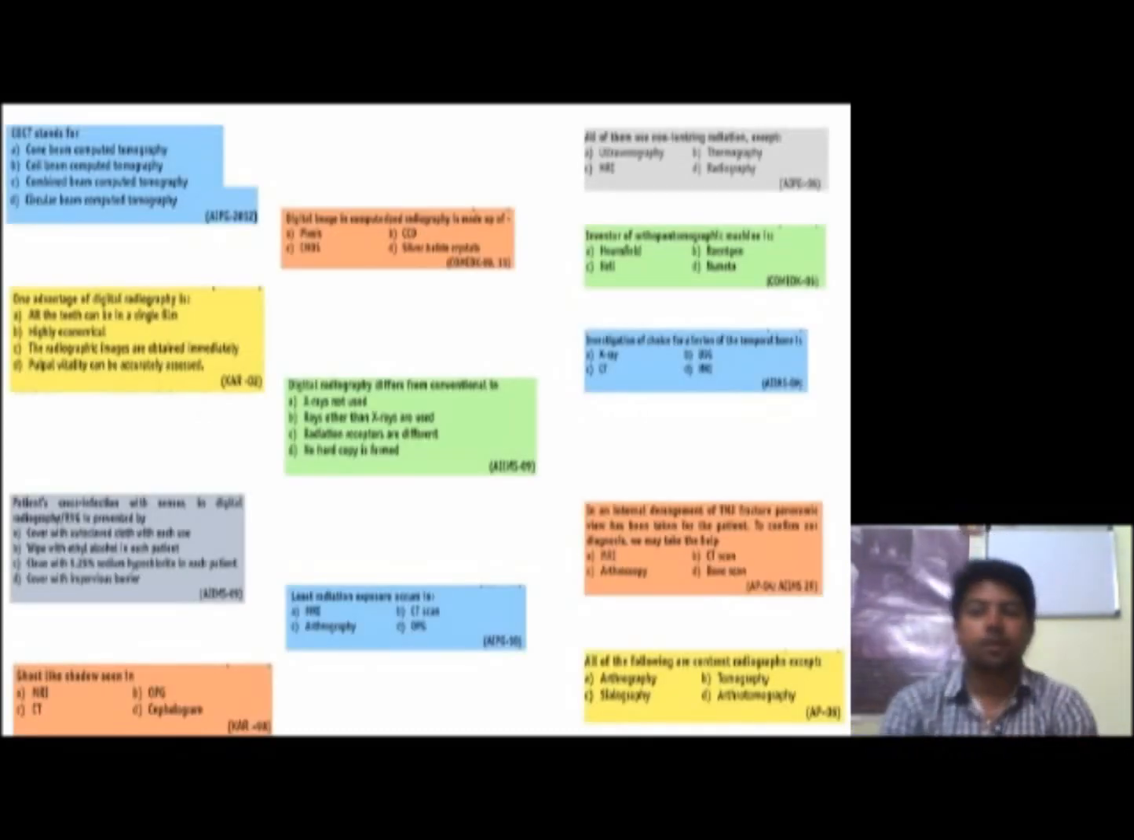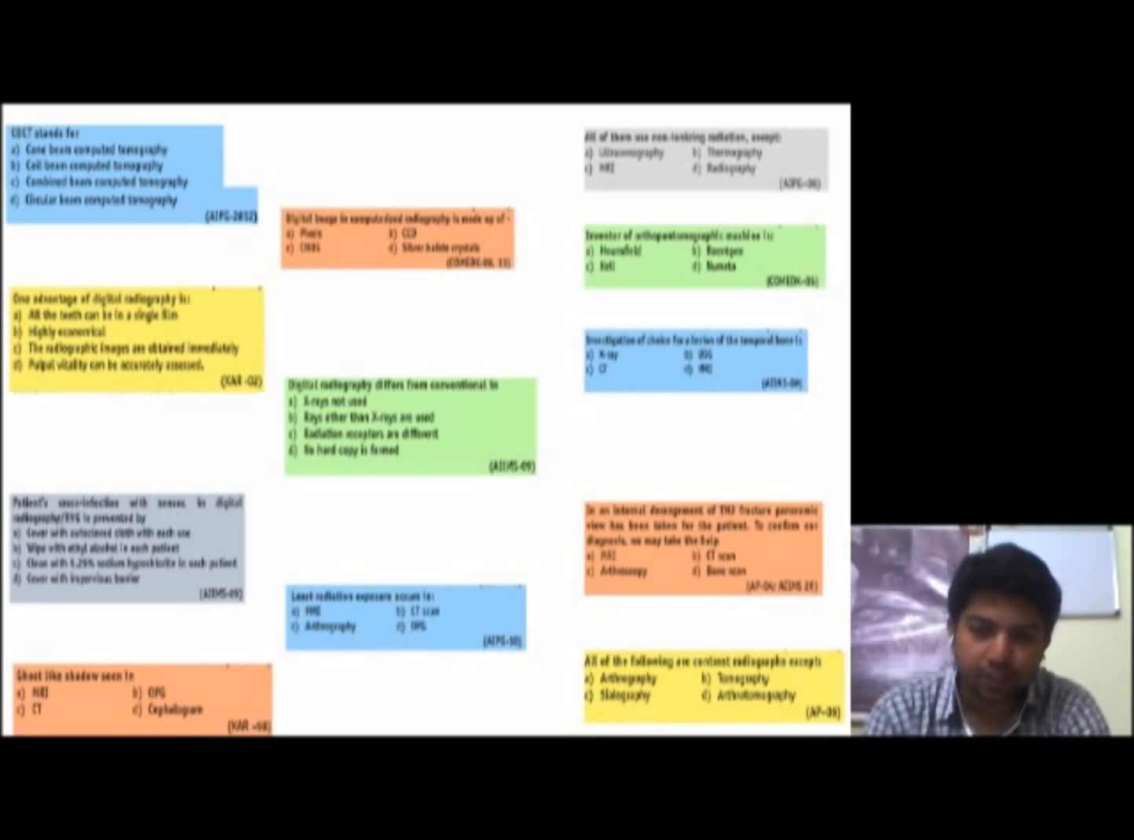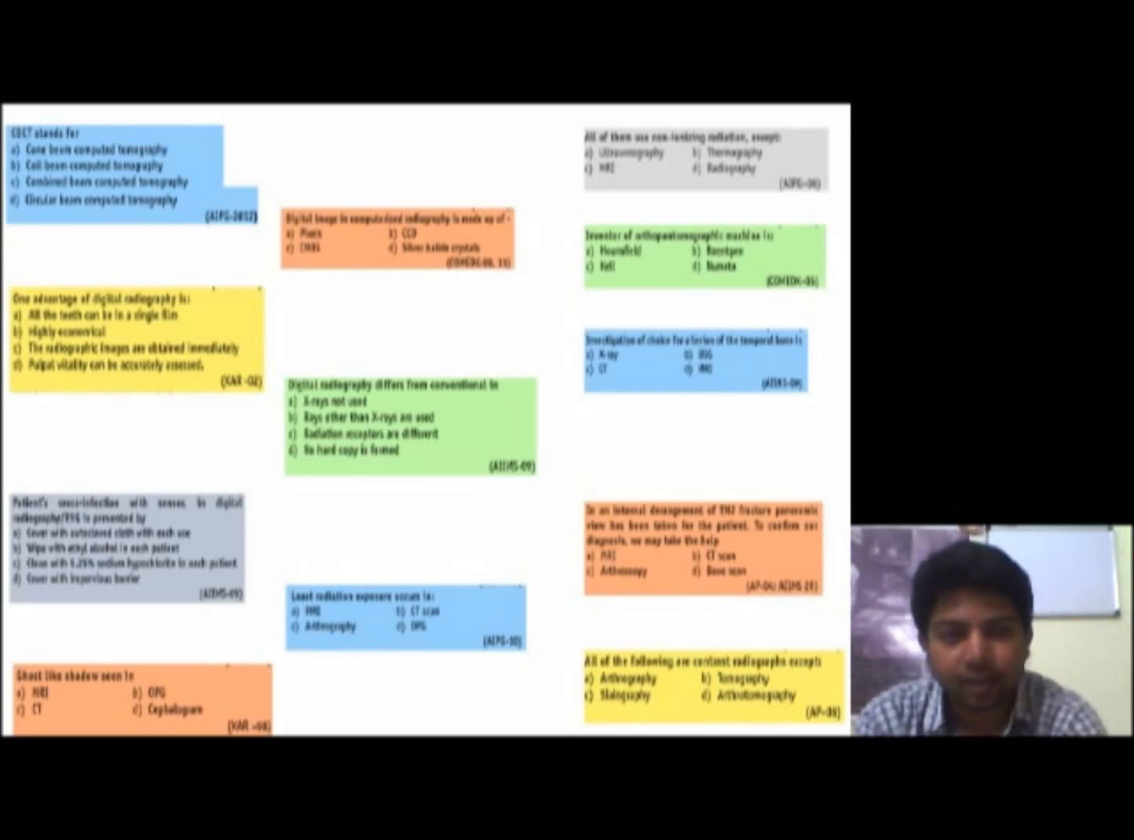These are the various MCQs previously asked in the various entrances. They may ask regarding CBCT, digital imaging, orthopantomography, and MRI, various types of sensors used in digital imaging, regarding the scientists, and regarding the basic equipment which is used for digital imaging, and advantages, disadvantages, and the terminology used.